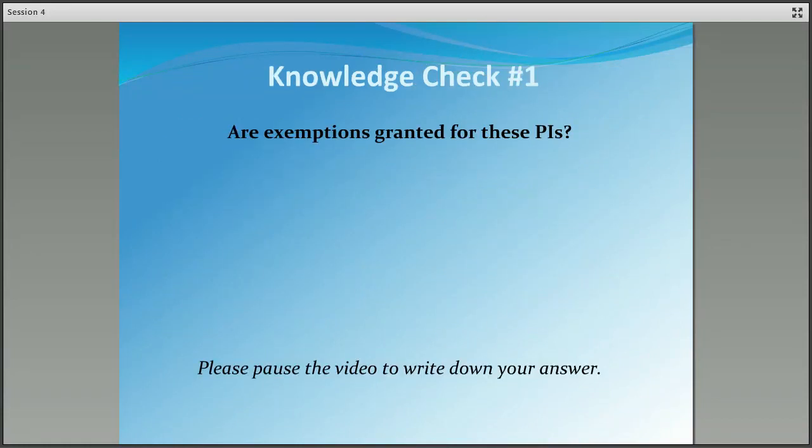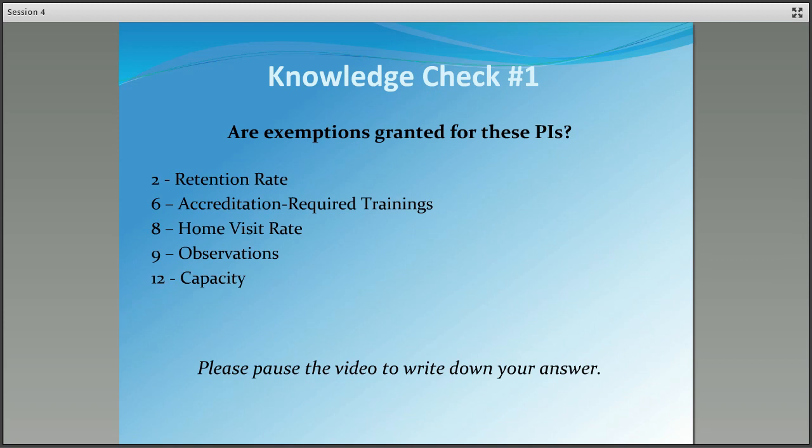So, let's take a moment to do a knowledge check. Does CA consider exemptions for any of these PIs? For which items can you apply for an exemption? Now, please pause and take a moment to write down your answer, and we will be sharing the answers at the end of this session.